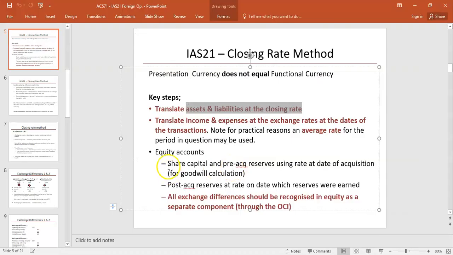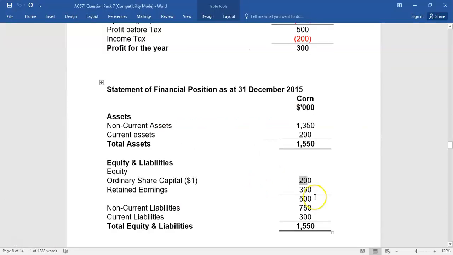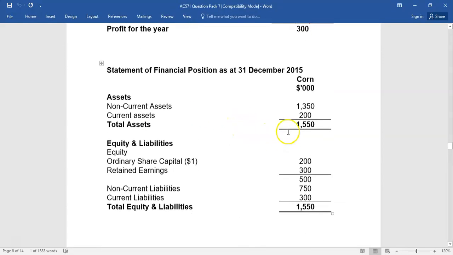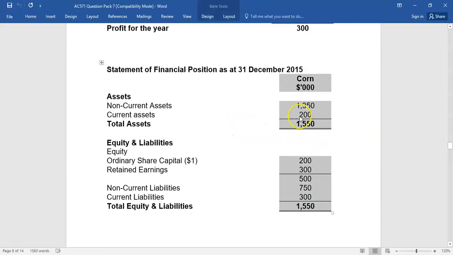And the ordinary share capital and any pre-acquisition reserves. Now the pre-acquisition reserves here are the reserves at the date of incorporation in this case. In other questions, it will be at the date of acquisition, but we're keeping it simple here. So the only thing we're interested in is that the 200 is going to be at what we call the historic rate, HR, which is 3:1. Because we have a balancing statement of financial position, but we're translating them at different rates, you're going to have a plug figure. And that plug figure is going to be made up of your FX differences. So we're going to work our way through it to see.